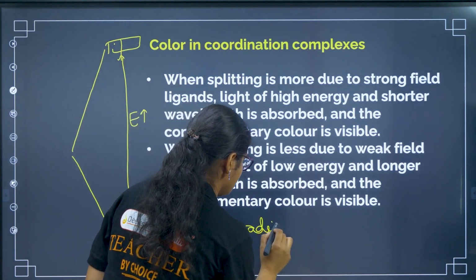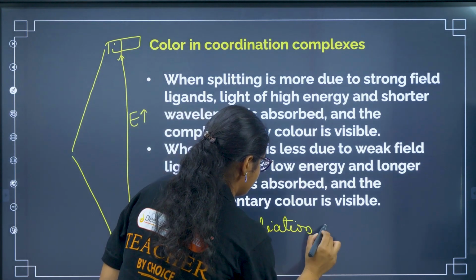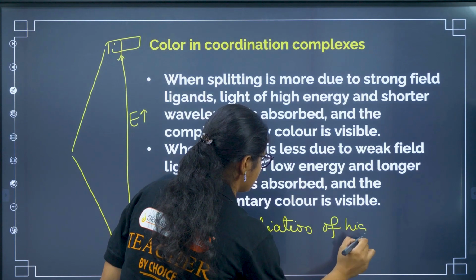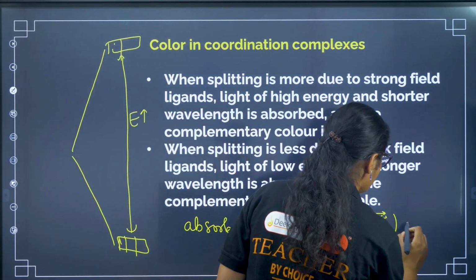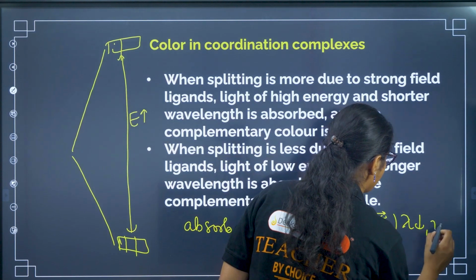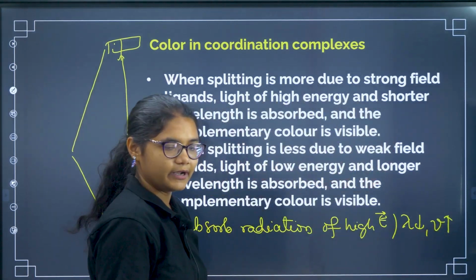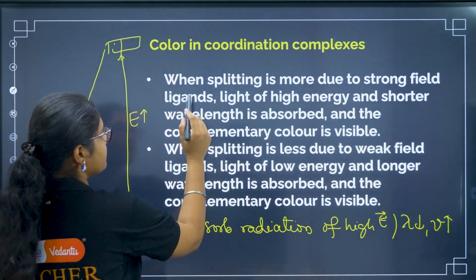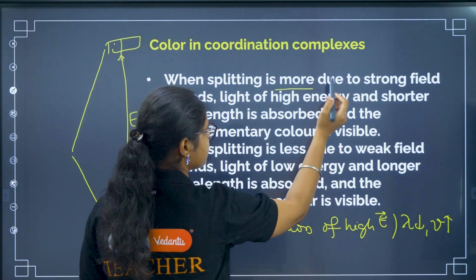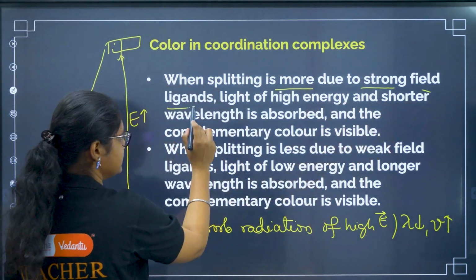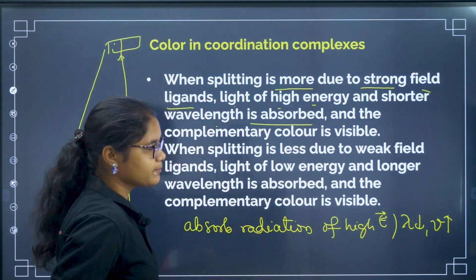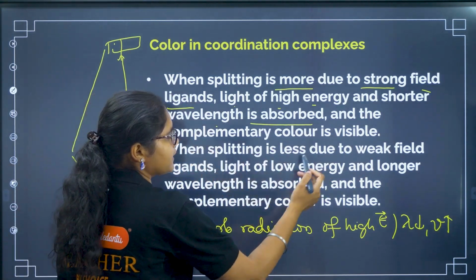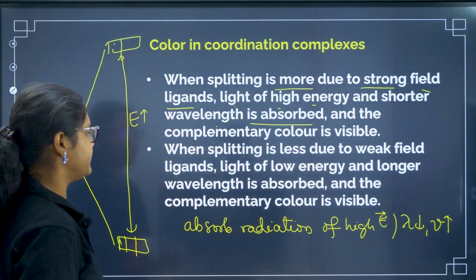radiation of high energy. Okay, high energy means, can we say that wavelength will be less and frequency will be more, right? So that is what is said here. When splitting is more, why will the splitting be more? Due to the strong field ligands, the light of high energy and shorter wavelength is absorbed and the complementary color is visible. So complementary color we will discuss.